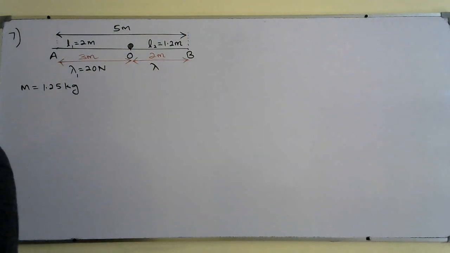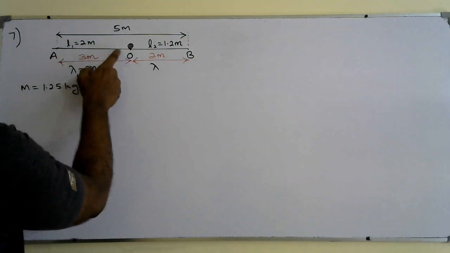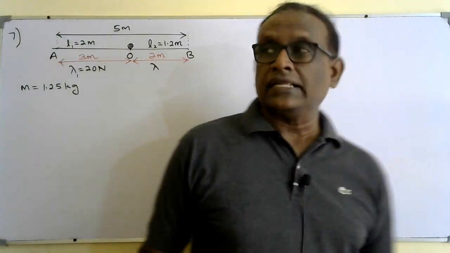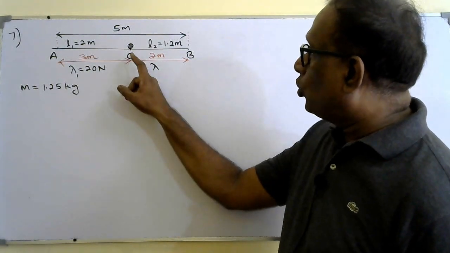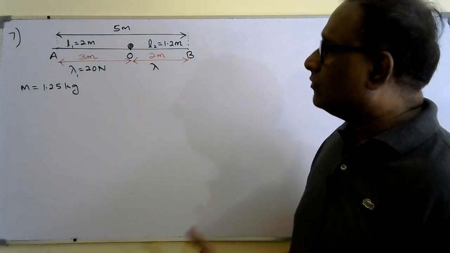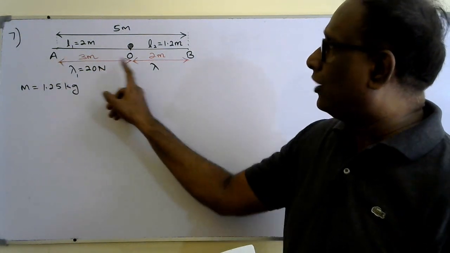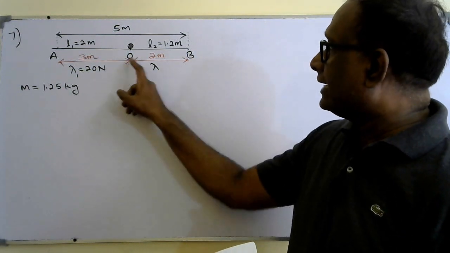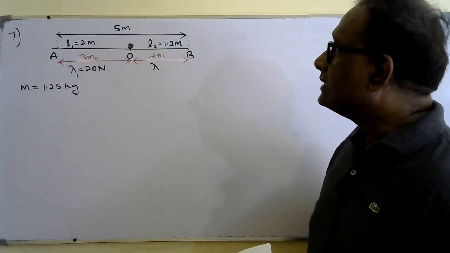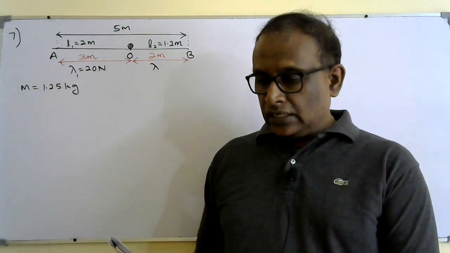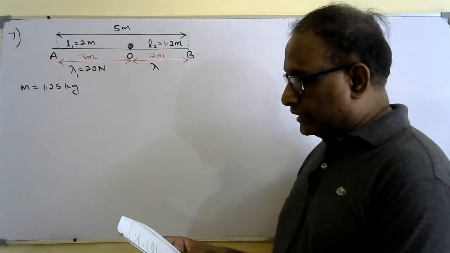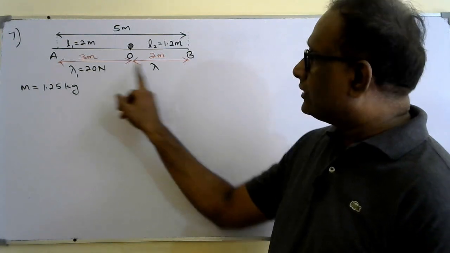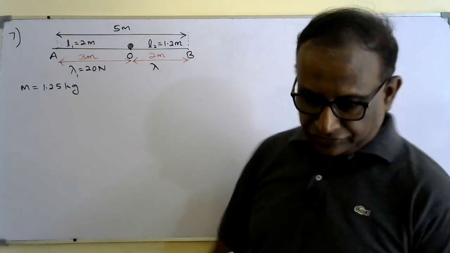The natural length of the string AO is 2 meters, and the natural length of the elastic string BO is 1.2 meters. So we know that the extension of the string AO is 3 minus 2, 1 meter. The extension of this string is 2 minus 1.2, that is 0.8 meters. And also it's given that the modulus of elasticity of this one is 20 Newton, but for the other one, lambda, we need to find it.